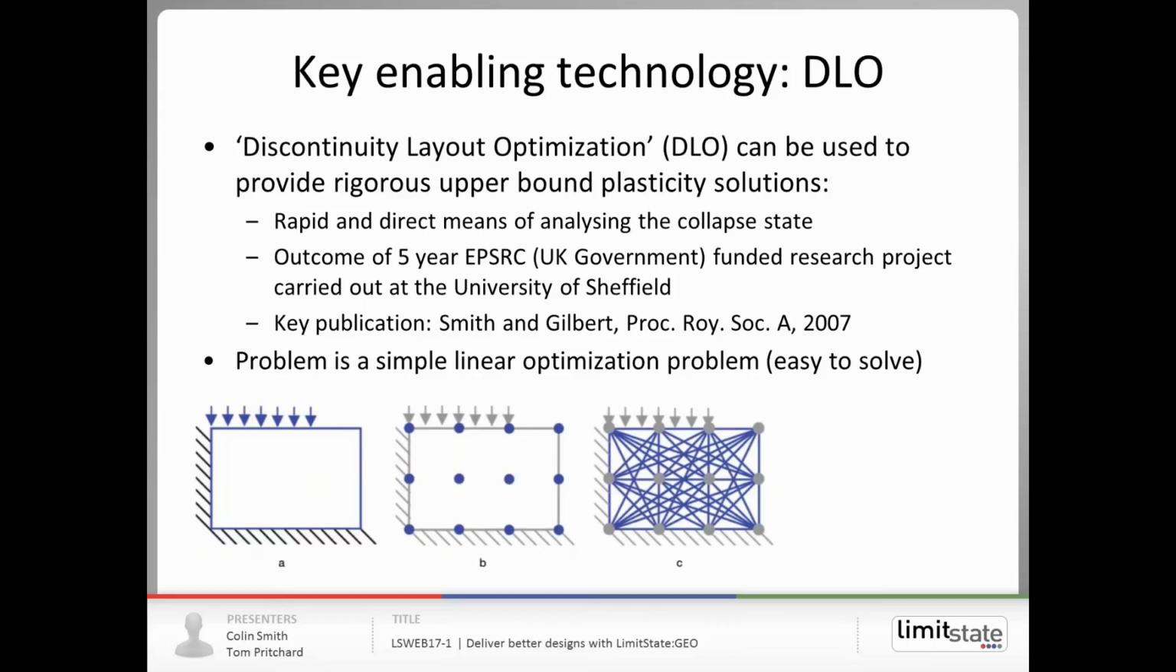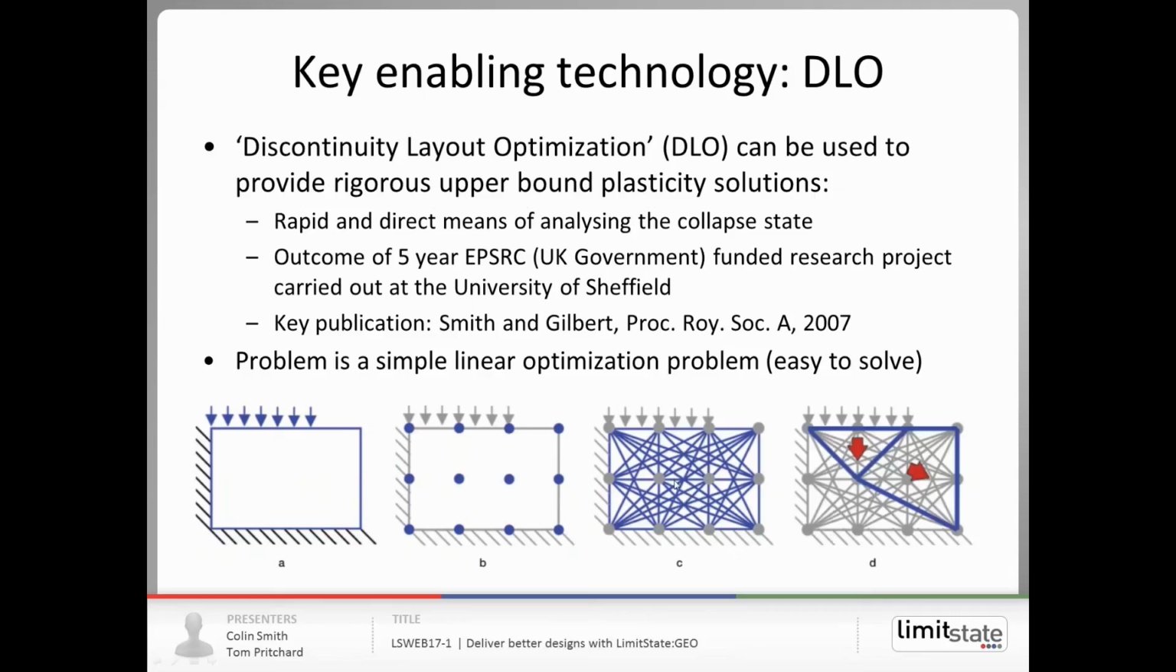Then we use optimization to pick out of that set of slip lines the critical set that gives us the collapse mechanism that dissipates the least energy. That's going to be the critical collapse mechanism. In this case, out of those 66 slip lines, we've picked out 6.